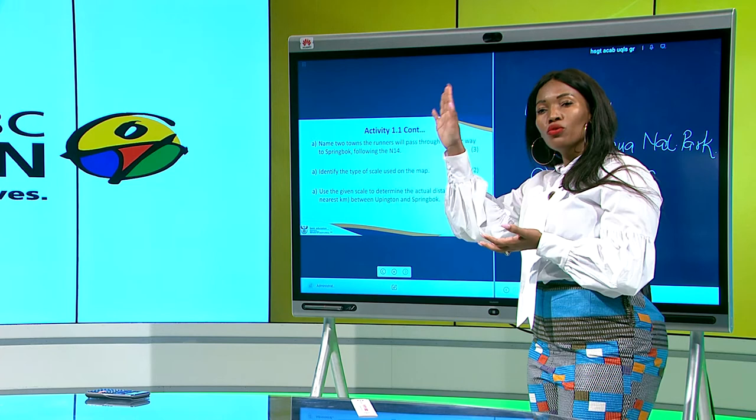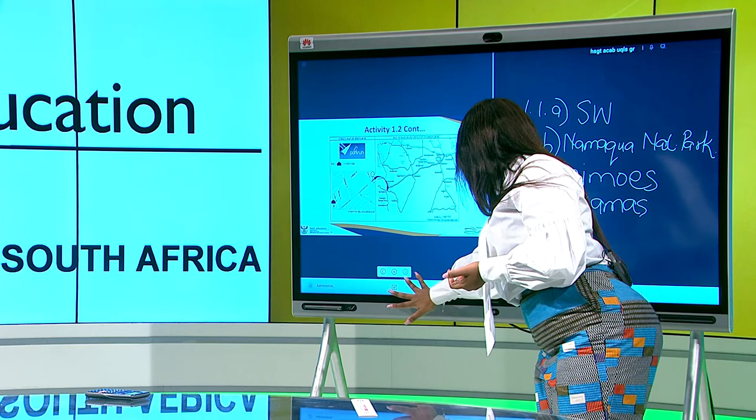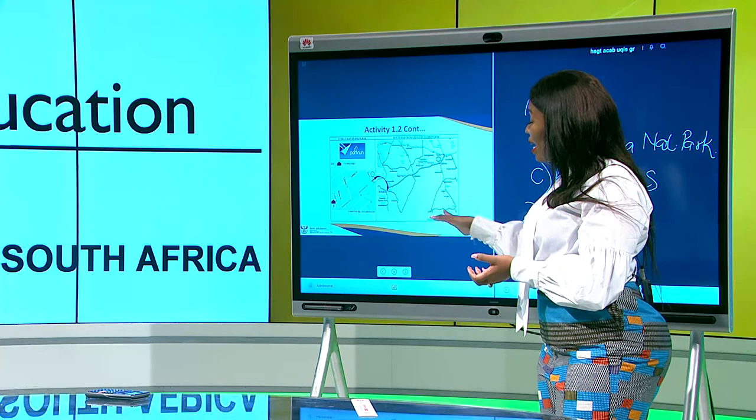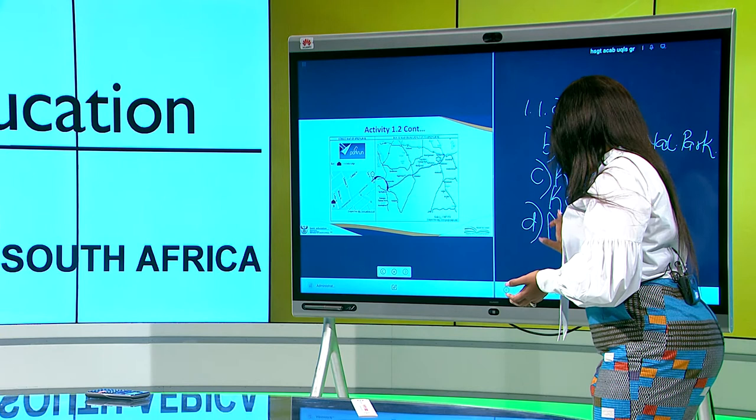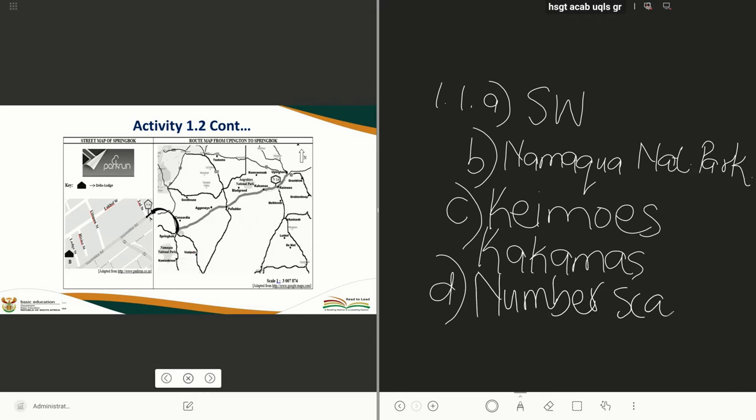So let us look at our map and decide the type of scale that is used here. Here is the scale, it is 1:2 something. So is this a bar or a number scale? I think we can all agree that this is a number scale. So just for identifying your scale, you get your two marks there. This is a number scale.